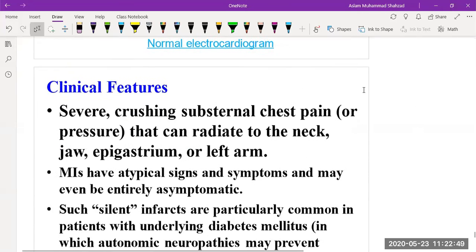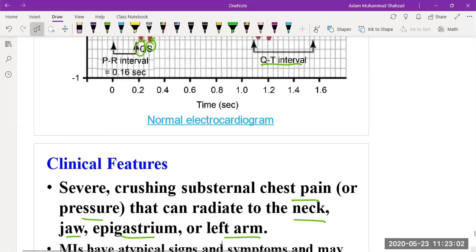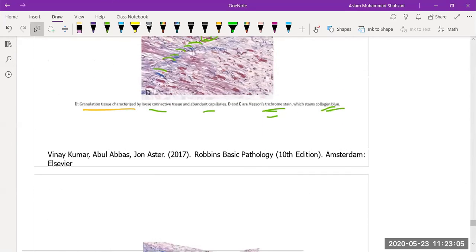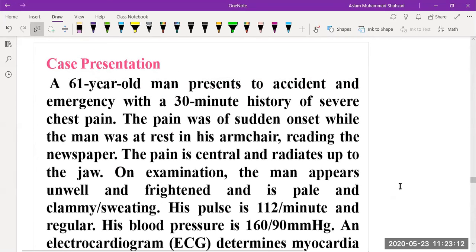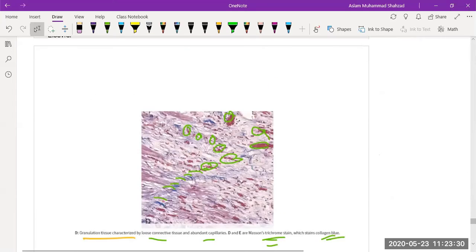The clinical features consist of severe crushing substernal chest pain or pressure that can radiate to the neck, jaws, epigastrium or left arm. And if you take a look at the case that I presented initially, the important thing is that the pain is central and radiates up to the jaws. So if you read this statement, it will help you to identify the patient having the myocardial infarction, and I'm going to see the clinical symptoms.